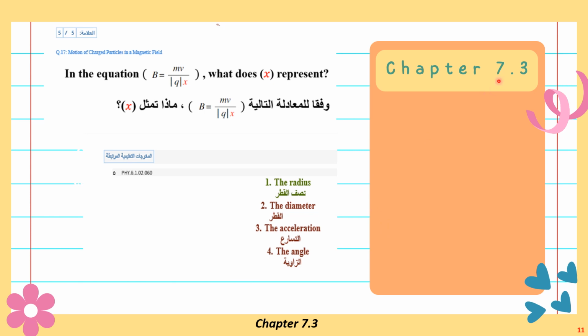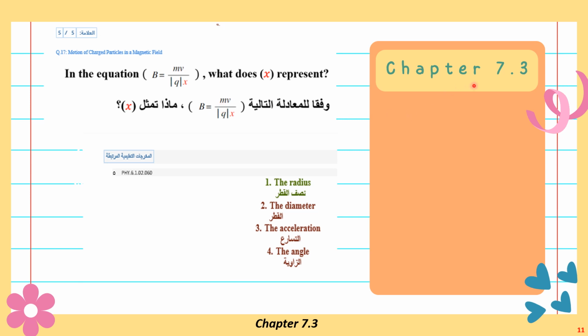From chapter 7.3, here is the question. In the equation, B stands for the magnetic field, equal to mv, where m stands for the mass of the particle multiplied by its velocity, over qx. So what does x represent? What's missing in this equation?